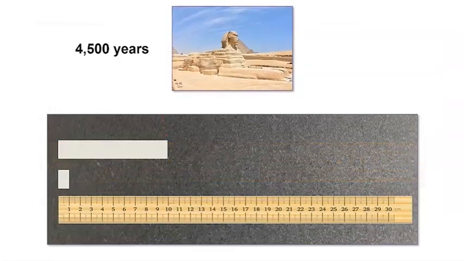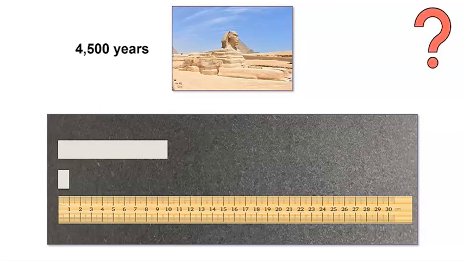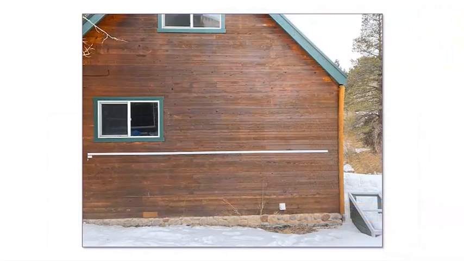Now, the Sphinx is about 4,500 years old. How long do you think a piece of tape needs to be to show a time span of 4,500 years? Will the tape be this long or this long? Actually, we will have to go outside to see how long the tape must be. Whoa! Do you see how far the tape that represents 4,500 years stretches across the side of this building?